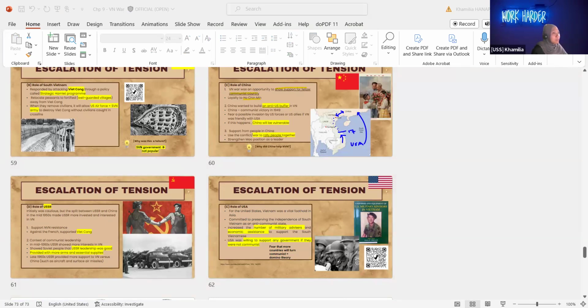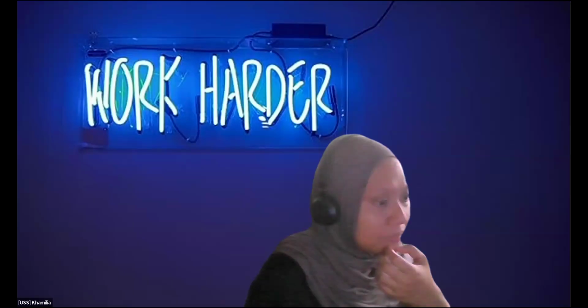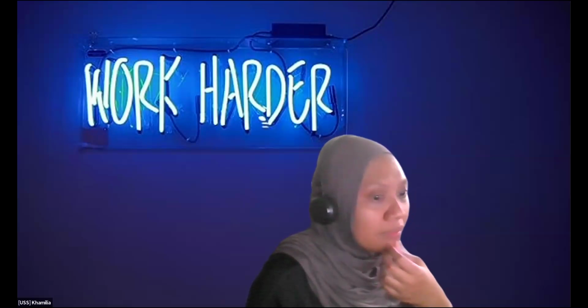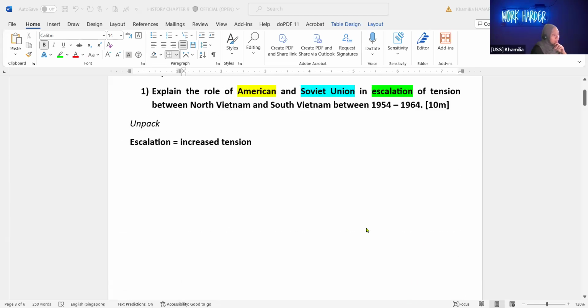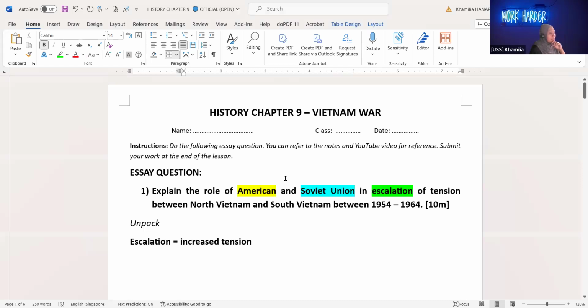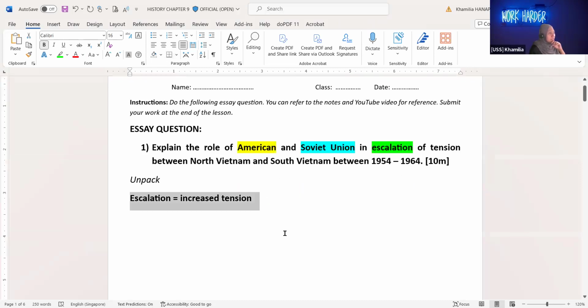Explain the role. If you look at page 2, America played an important role. What did America do? An example would be... hence America's actions led to tension. Why? You can see I have scaffolded this for you already. Can you see? I think I didn't show this one. I highlighted this, and the meaning of escalation is increased tension.